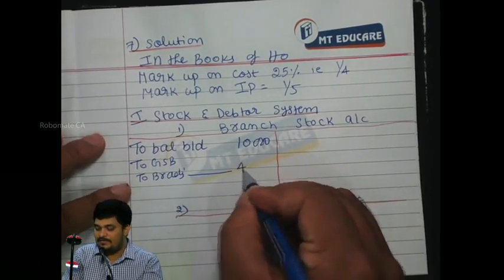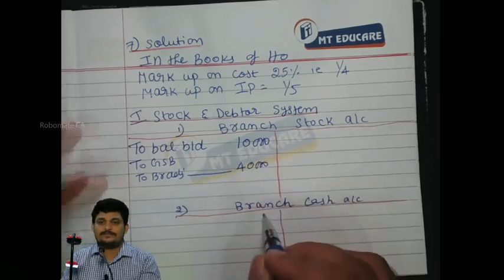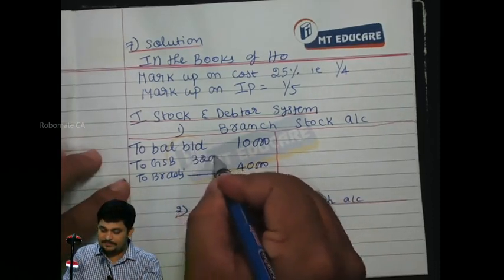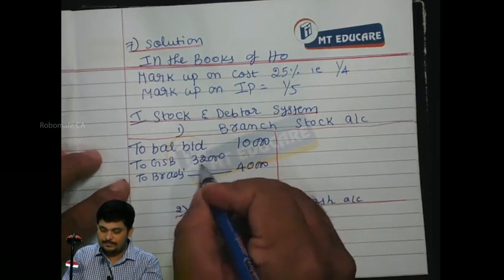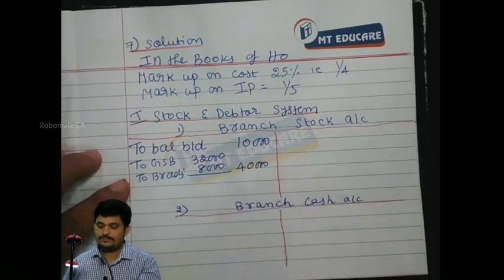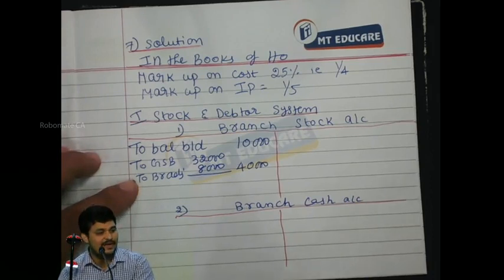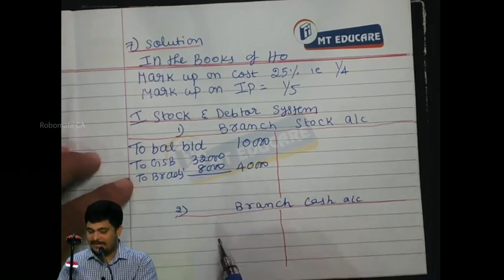It is 40,000. Everybody, branch stock account debit, to goods sent to the branch, to branch adjustment account: 32,000 and 8,000, it is totally 40,000. Understood? Everybody? Okay. Next.